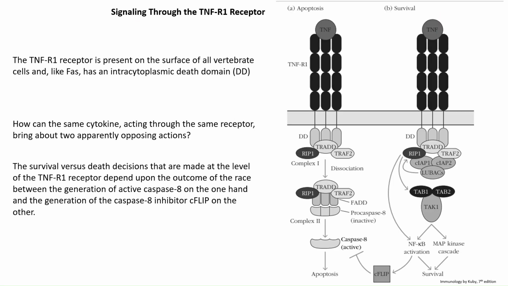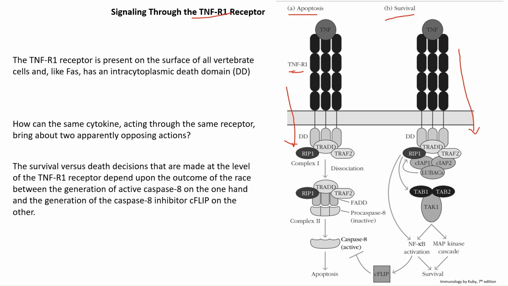Now, the signaling through the tumor necrosis factor R1 receptor. This R1 receptor is present in all the vertebrate cells. In all the cells of the body, this is present. Because this is also a receptor for tumor necrosis factor, you can see here two pathways normally run when TNF binds with TNF R1. Either it will go to the apoptosis pathway or it will go to the survival pathway.